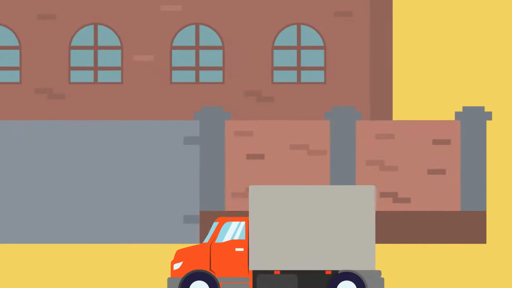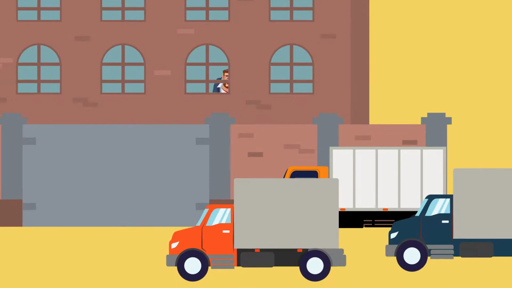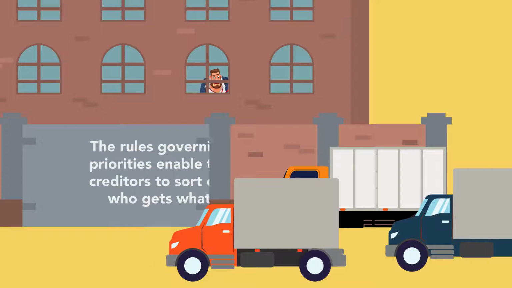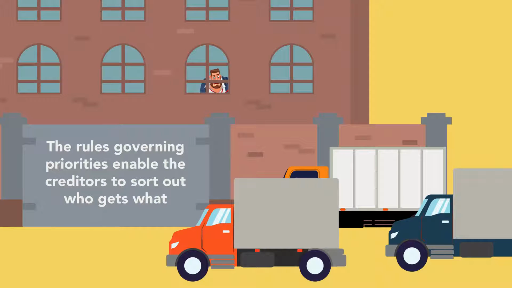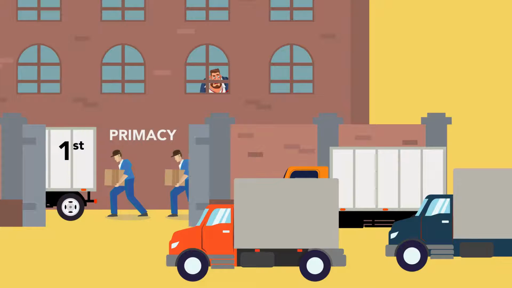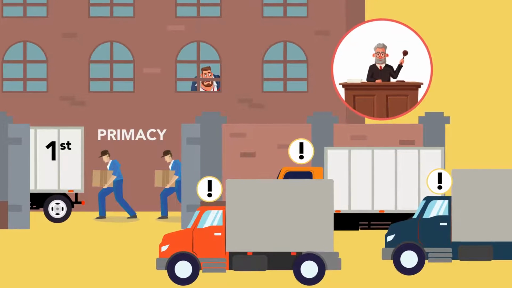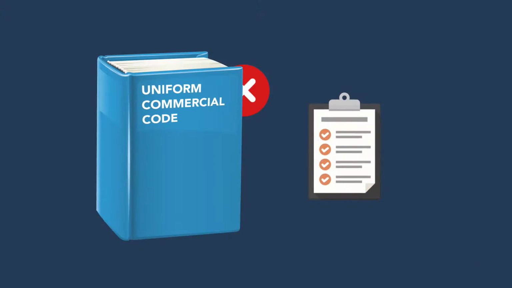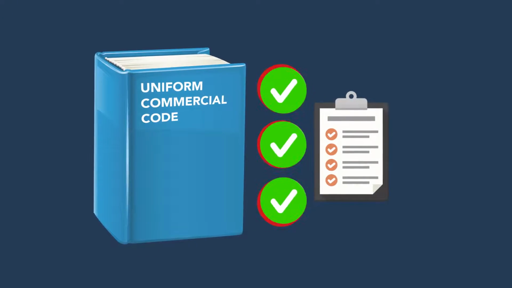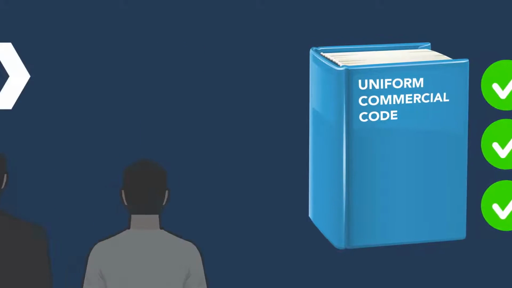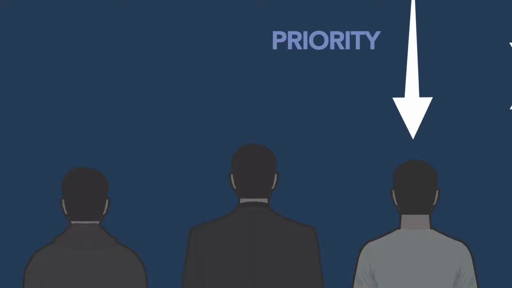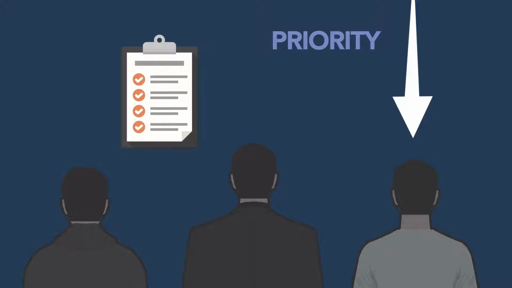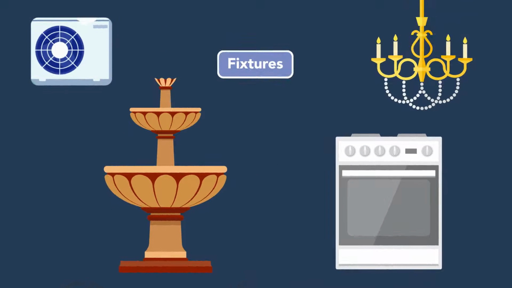Now imagine all the business's creditors arriving on the same day to seize what they can. The rules governing priorities enable the creditors to sort out who gets what, with primacy for the first-place secured creditors. Although court intervention is sometimes needed to settle claims among creditors, these rules resolve the vast majority of disputes through application of the UCC. In this module, we will examine issues regarding priority of security interests, as well as special rules for certain security interests and types of collateral such as fixtures.